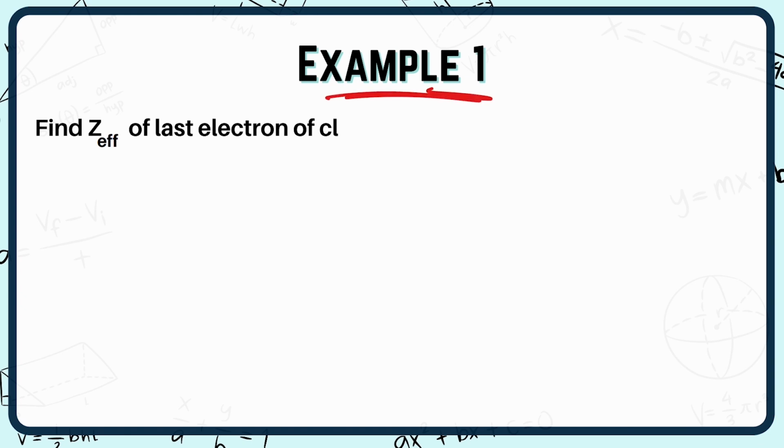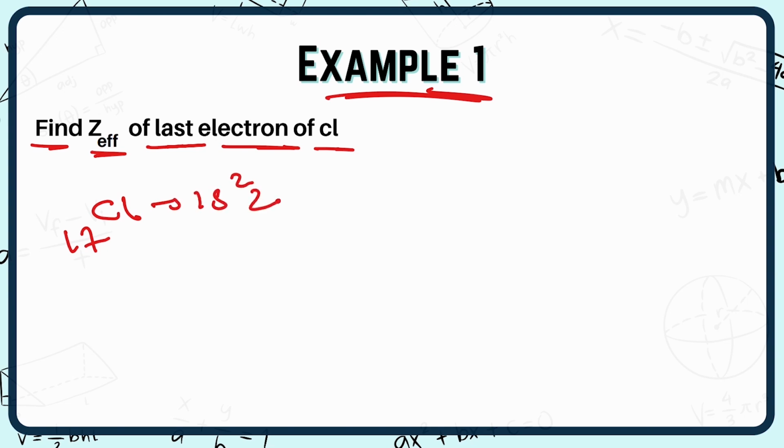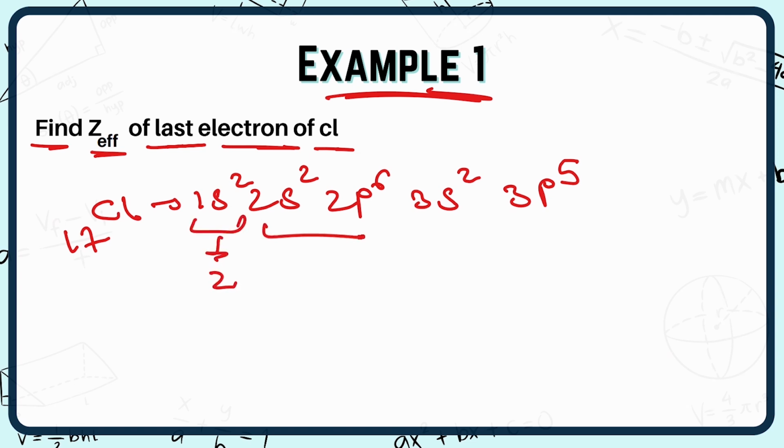Okay, so here is our example 1. Find Z effective of last electron of chlorine. Okay, so what is the atomic number of chlorine? It is 17. So 1s2, 2s2, 2p6, 3s2 and 3p5. Easy peasy. 2 electrons in first shell, 8 electrons in second shell, and how much here? 7 electrons in third shell. Now we have to calculate Z effective for the last electron of chlorine. That is, obviously, that electron is in this particular shell or orbital.